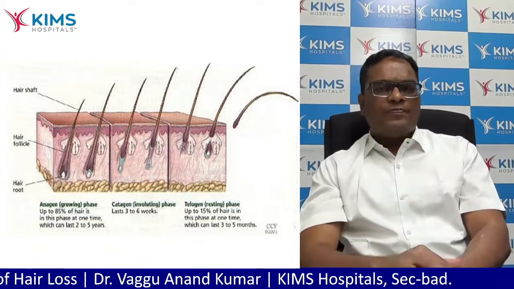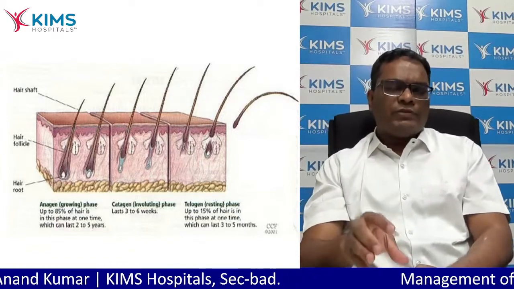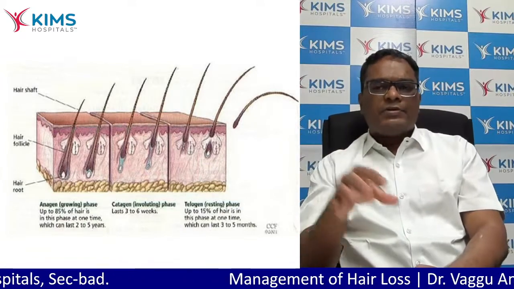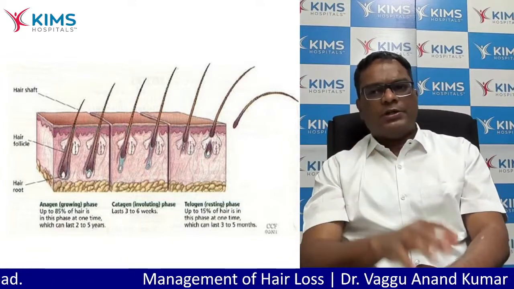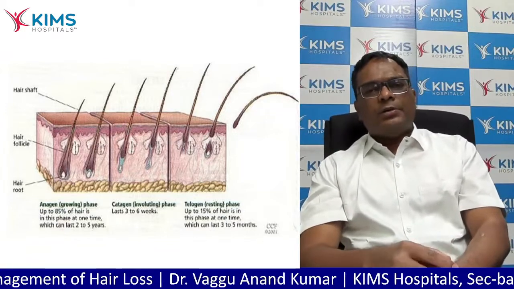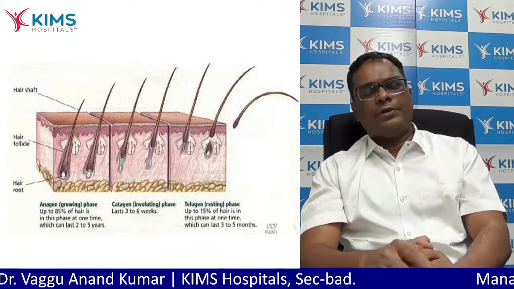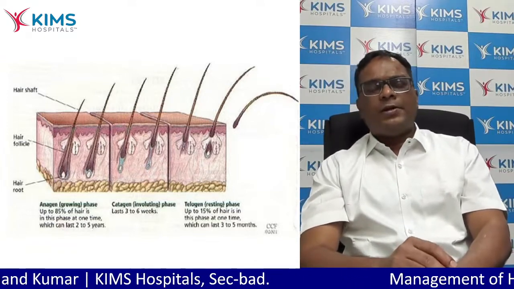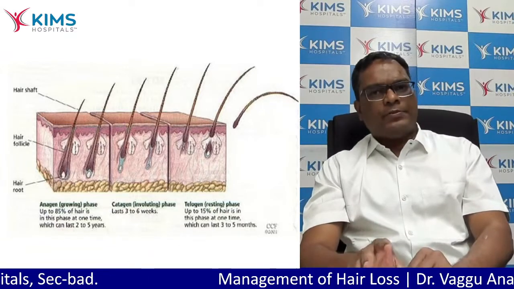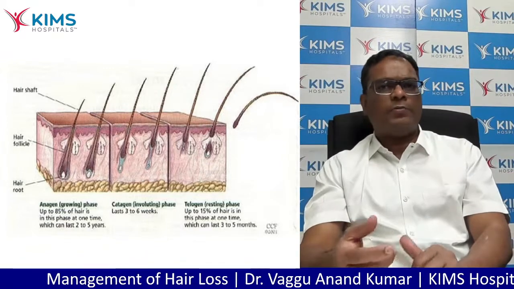Normally, in a healthy individual, the anagen or growing phase is around 80 to 85%, the catagen phase is around 5%, and the telogen or resting phase is around 10%. So 10% of hair has to fall in a healthy individual. That means roughly 50 to 100 hairs will fall every day after taking a head wash, combing, or hair dressing, whatever it may be.